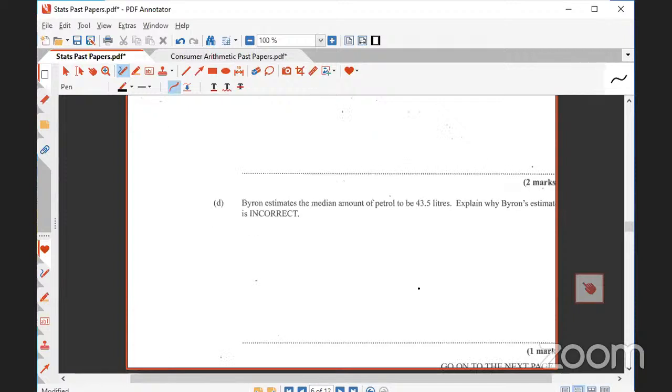It then says Byron estimates the median amount of petrol to be 43.5 liters. Explain why Byron's estimate is incorrect. Anybody think they can explain that to me? How do we actually find the median?